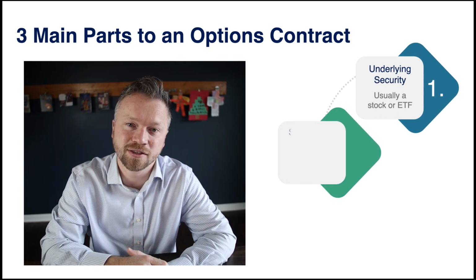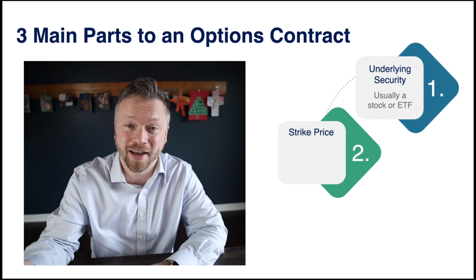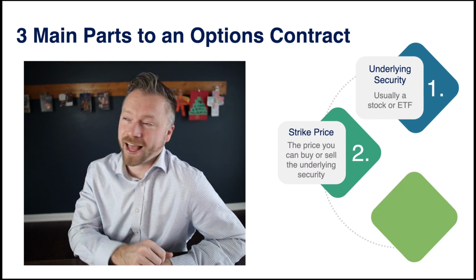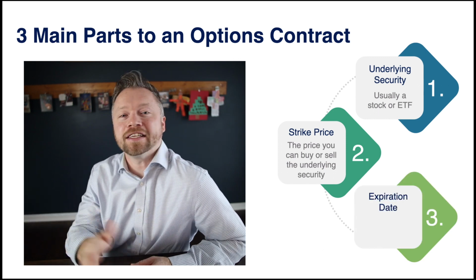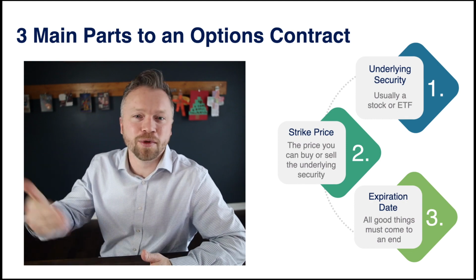Now the second thing listed is going to be the price. On an options contract, it's considered the strike price that you can either buy or sell your underlying security for. And the last thing that they all contain is an expiration date. These contracts don't last forever. There's a time when they expire.